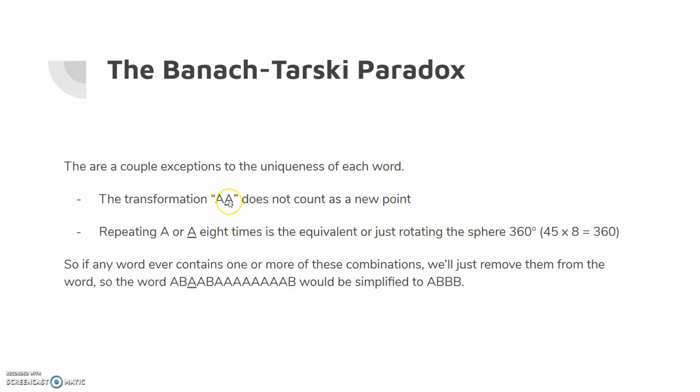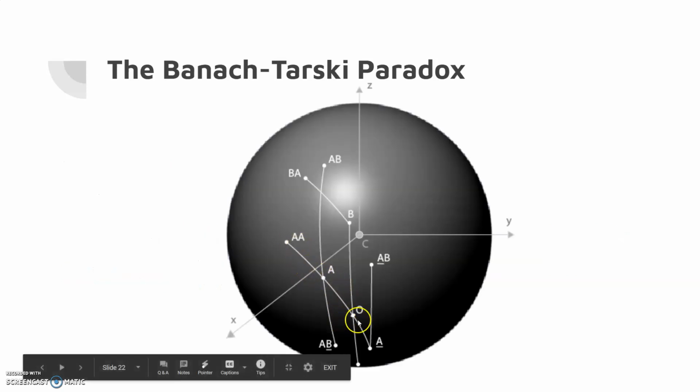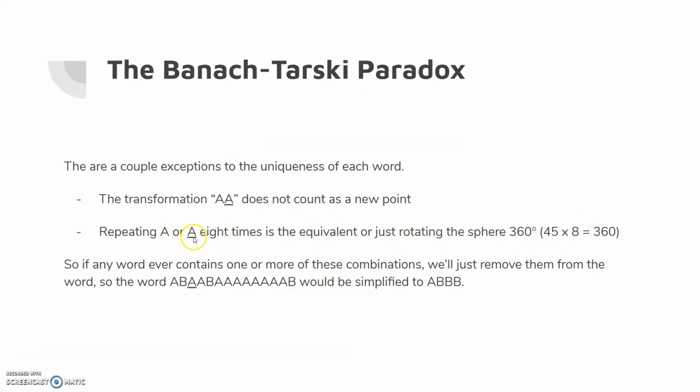One, if we did the transformation A, then A underline, it would bring us back to O. And then also, since A is 45 degrees, if we did the transformation A or underline A 8 times, this would be the equivalent of just one full rotation of the sphere, 360 degrees. So that would bring us back to the same point. Same with B or underline B, if we did it 9 times in a row, we would get 720 degrees, since it's an 80-degree transformation.